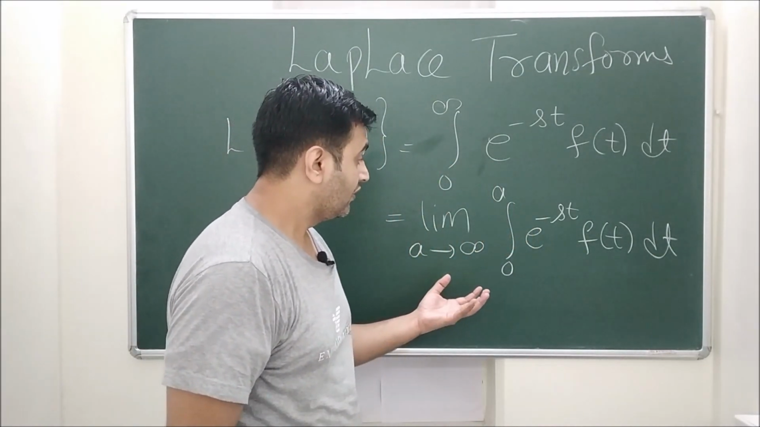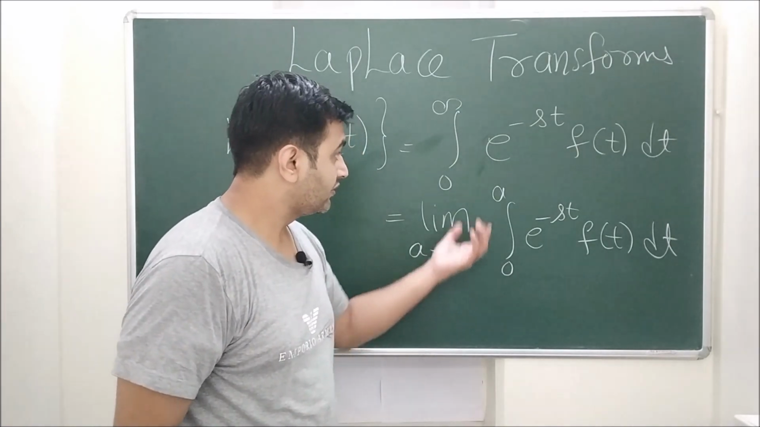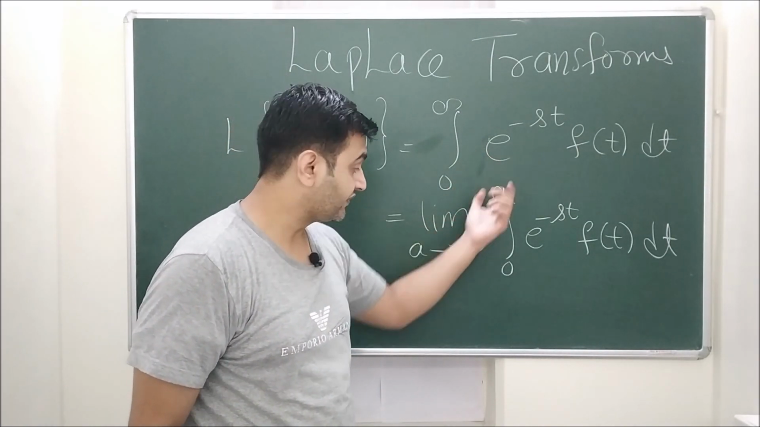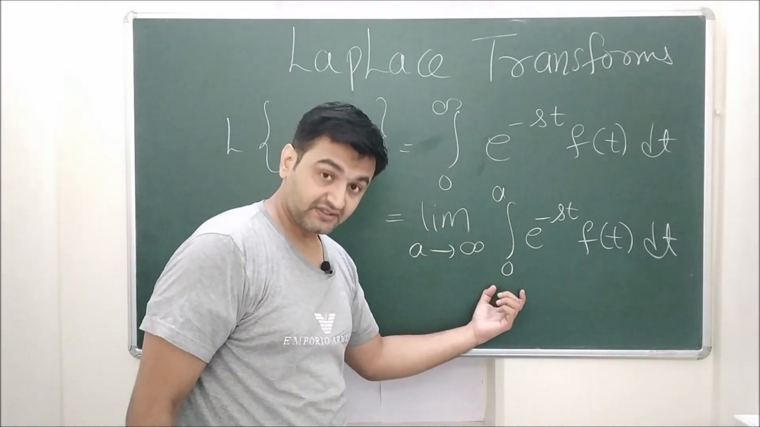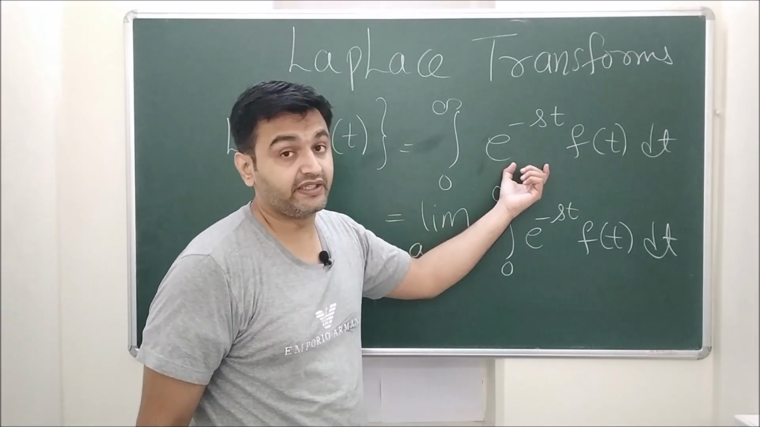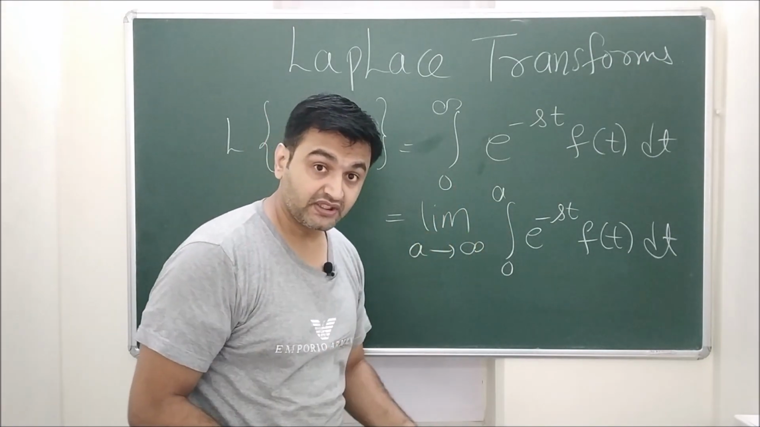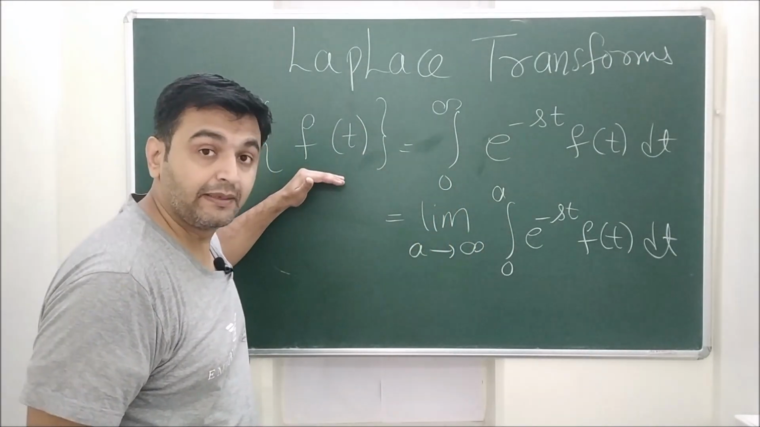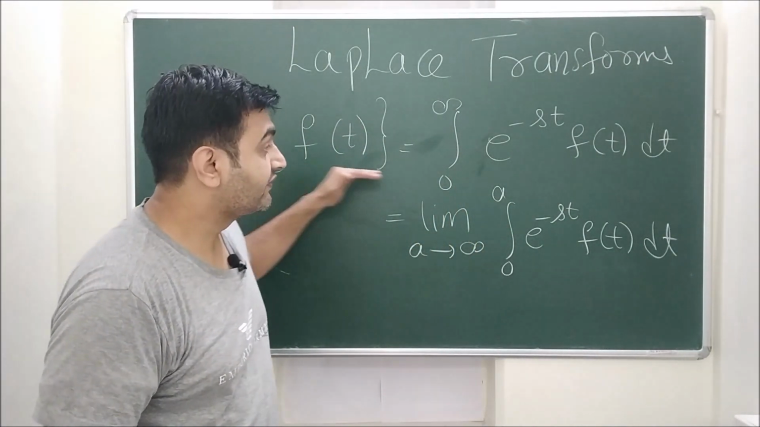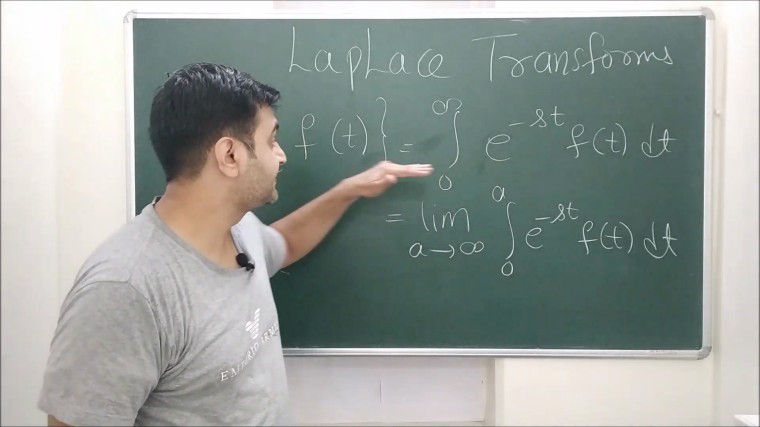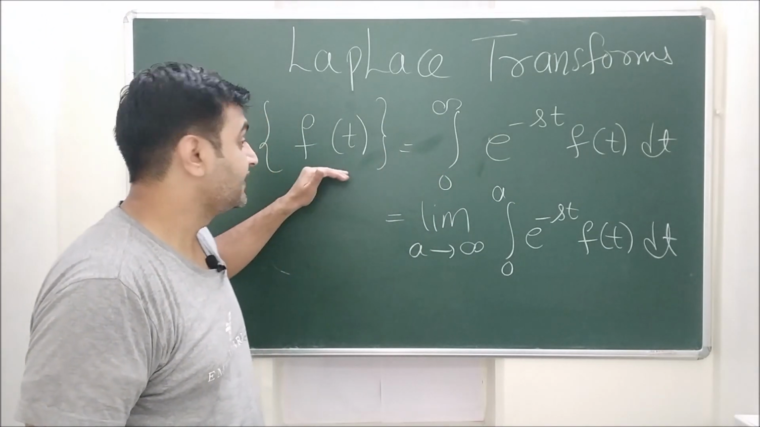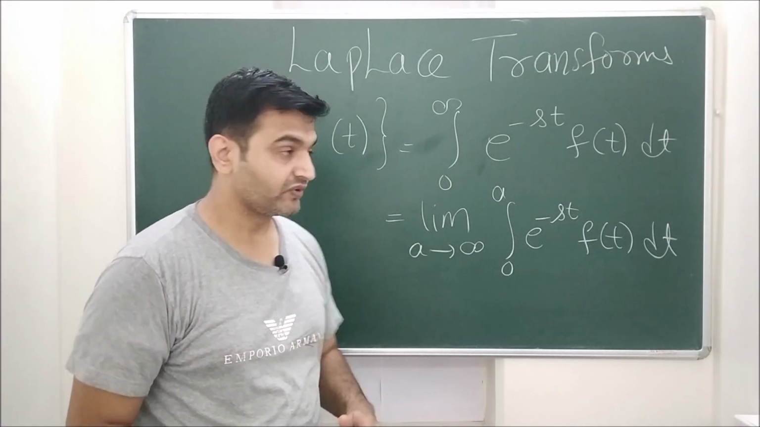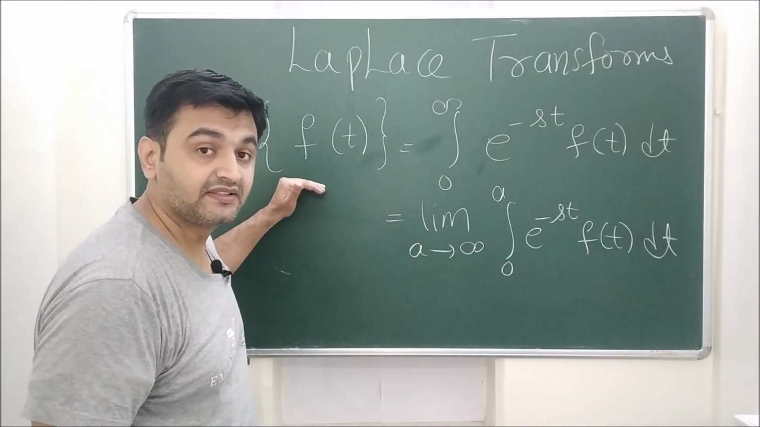So when do you say the improper integral converges? If the limit exists, we say the improper integral converges. If the limit does not exist, we say the improper integral diverges. So now the question is, when do you say the Laplace of a function exists? If the improper integral converges, we say the Laplace exists. If the improper integral diverges, we say the Laplace does not exist. So that's what you mean by when does the Laplace exist.